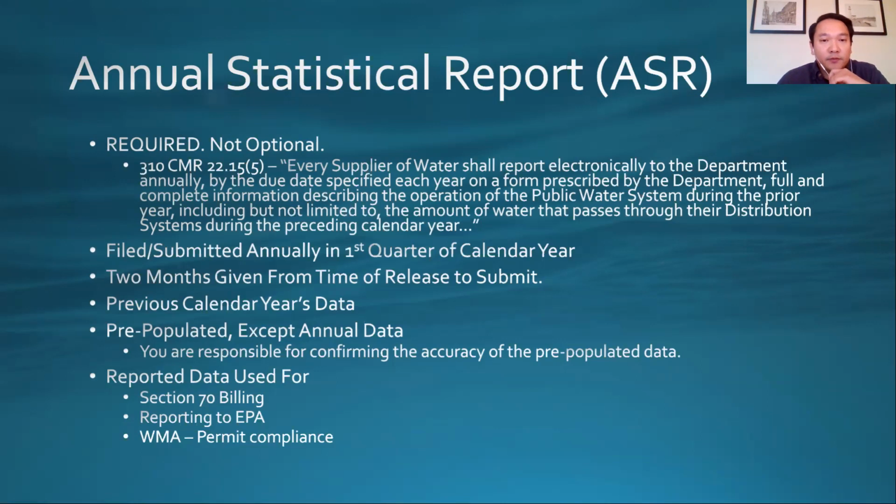So on the annual statistical report, what we're looking for is the previous calendar year data. And the data itself is pre-populated into the forms, except for the annual data. The annual data would be things such as water volumes and any sort of staffing changes. The data that you give to us, we use for Section 70 billing. We use it for reporting to the EPA, and the WMA program uses it for permit compliance purposes.